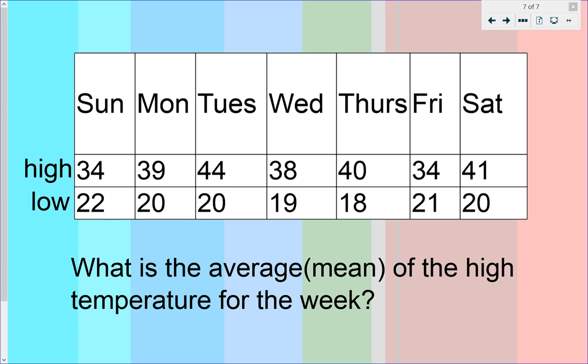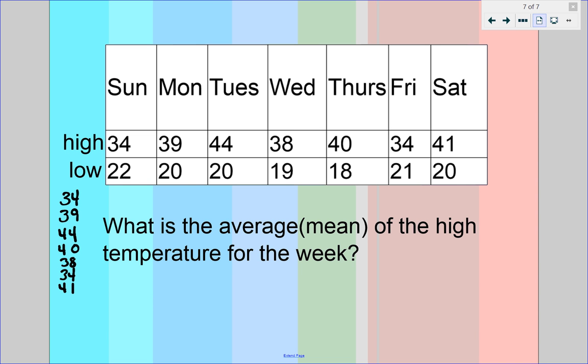So we have 34, 39, 44, 40, 38, 34, 41. Another thing we need to do is count: 1, 2, 3, 4, 5, 6, 7. Okay, I have all my numbers written down correctly, and they don't need to be in order when you're finding the average. So we can start by adding numbers together, and then dividing them. So I'm going to do that.